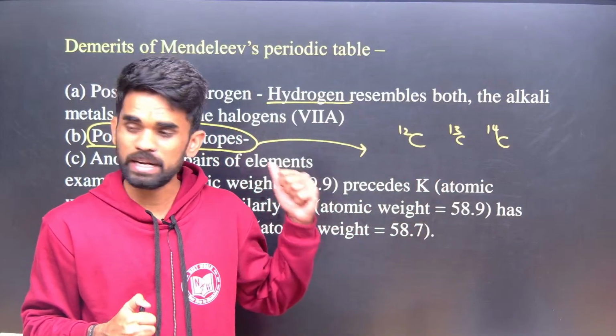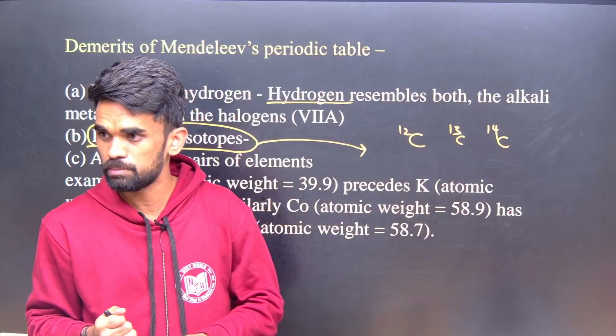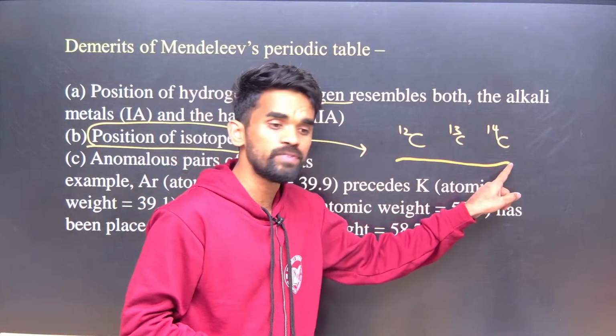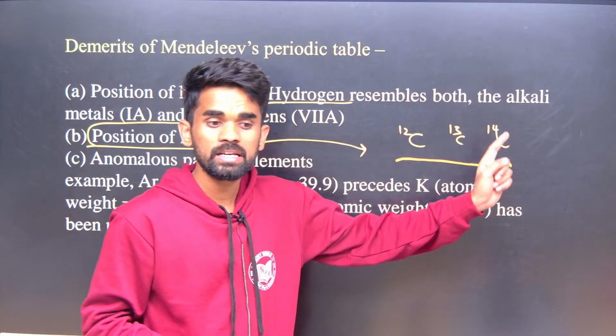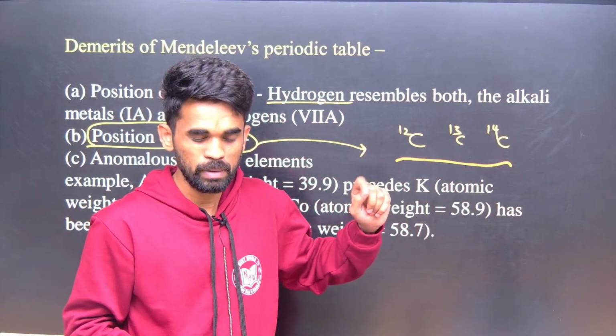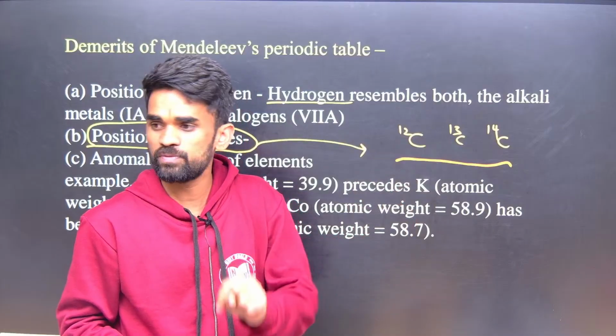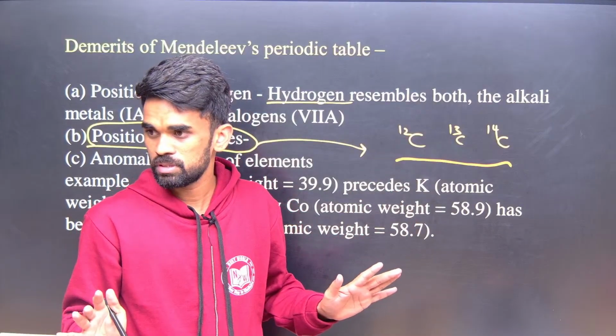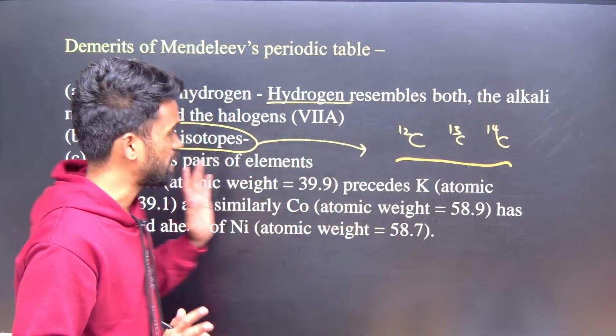It means Mendeleev gave a classification based on mass numbers. Since these mass numbers differ, they should be arranged in different positions in his table. But he provided only one space for all carbon atoms, which was not explained.